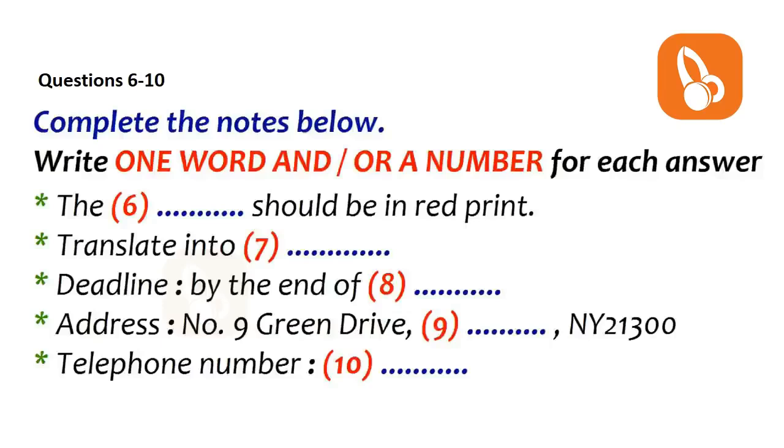So, roughly, when could we get the revised print? We need it before the end of July. It's late June now. Roughly, it'll take 3 weeks to re-edit. So it will definitely be ready before the deadline. Great. To where shall we send the samples? The address is number 9 Green Drive, Clifton, NY 21300. How do you spell Clifton? CLIFFTON, Clifton. And the telephone number?